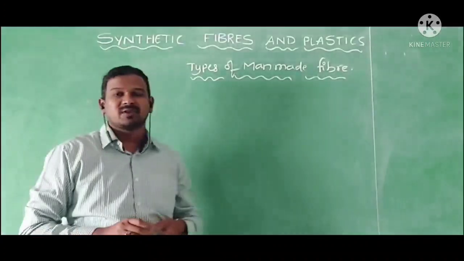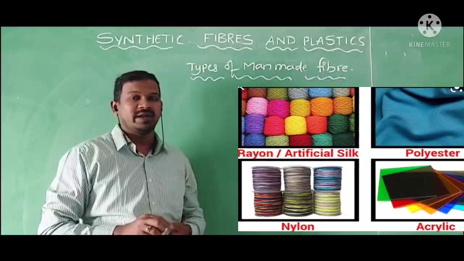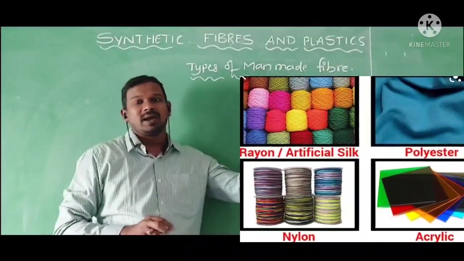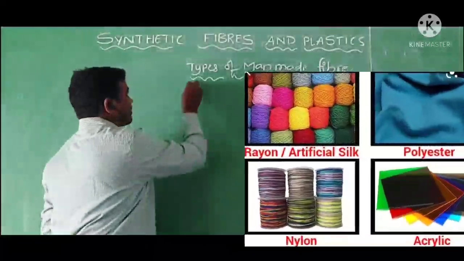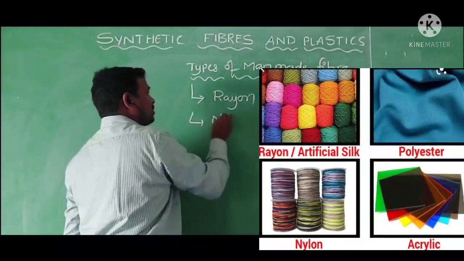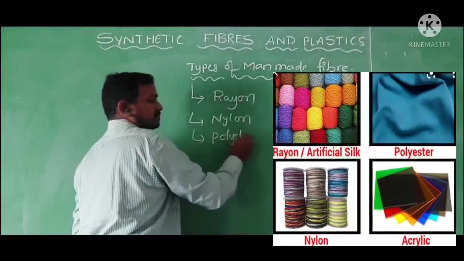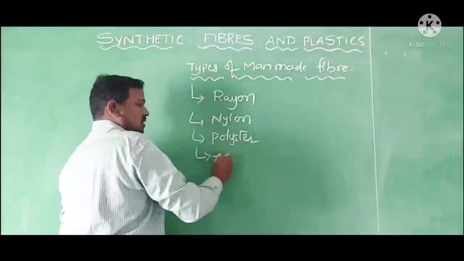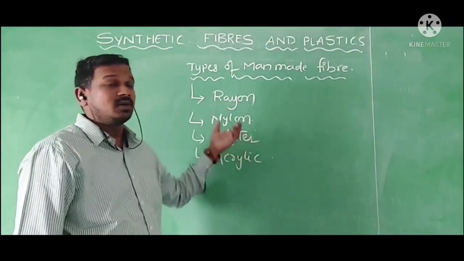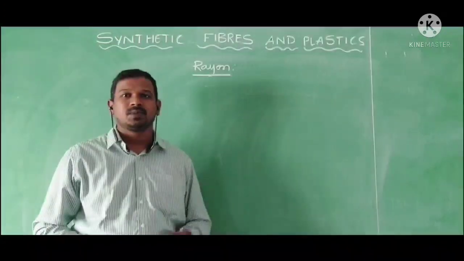Now, let us discuss the types of man-made fiber. In the starting of the chapter, we classified the fibers into two types: natural fibers and man-made fibers. Here, what are the man-made fibers? Once again, they are rayon, nylon, polyester, and the fourth one is acrylic. So these are the four man-made fibers. Now we are going to discuss the individual fibers in depth.